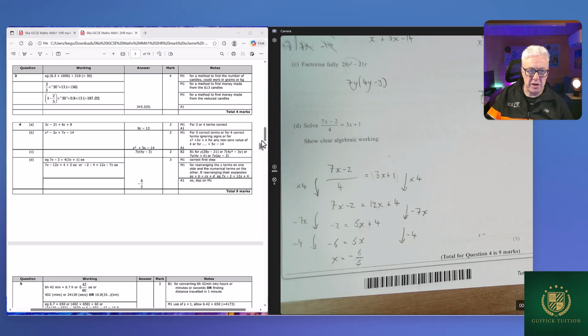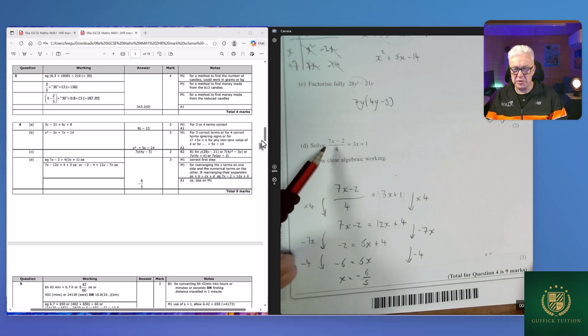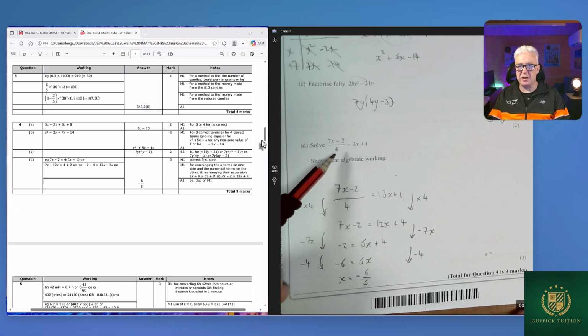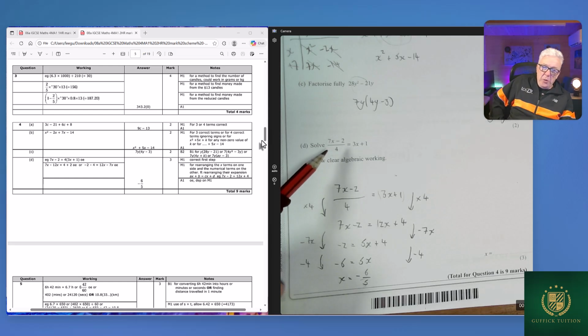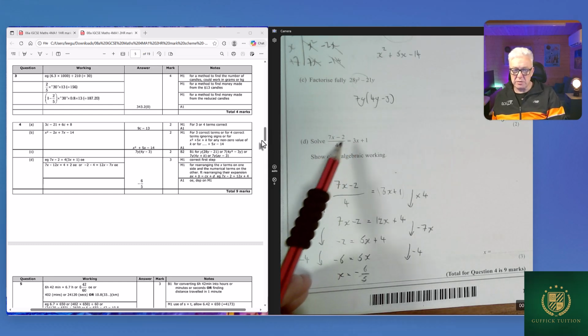Okay, last bit of this algebra question. Solve (7x minus 2) over 4 is equal to 3x add 1. Show your working clearly. Let's try and make x the subject, or get everything in terms of x on one side. I would start over here because we've got a divided by 4, and the opposite of dividing by 4 is timesing by 4. So I'm going to multiply both sides of this equation by 4.